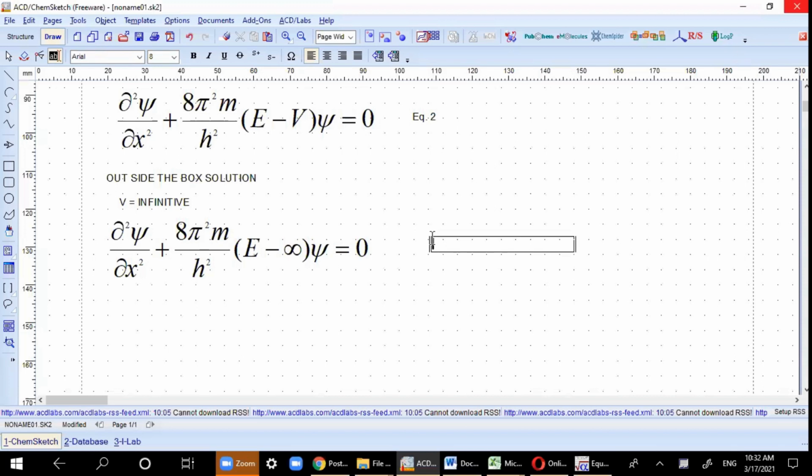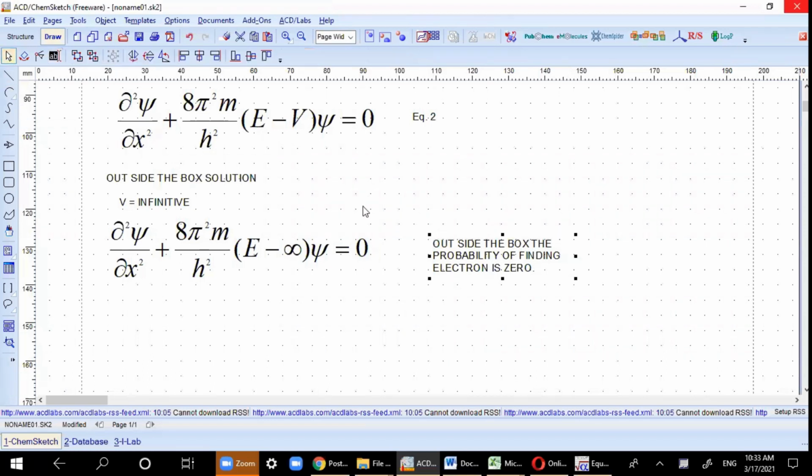Outside the box, the probability of finding the electron is 0. For outside the box we got the solution.